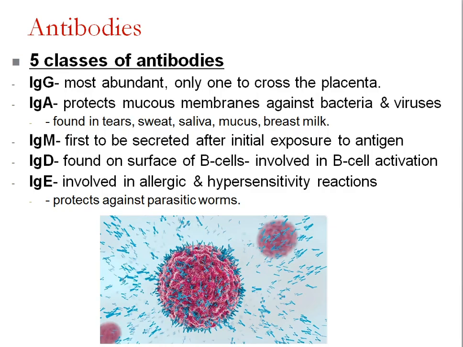With our antibodies, there are 5 classes. We've got IgG. This is the most abundant one, and it's the only one that actually crosses the placenta. We've got IgA to help protect our mucous membranes against bacteria and viruses. We've got IgM, which is the first to be secreted after initial exposure. IgD we find on the surface of B cells, and these guys are involved in B cell activation. And then IgE, involved in allergic or hypersensitivity reactions and against parasitic worms.